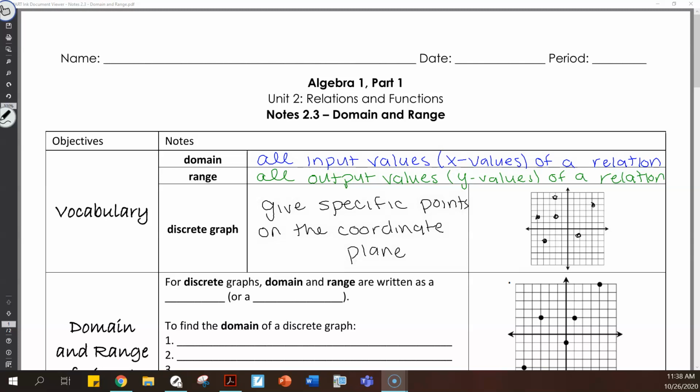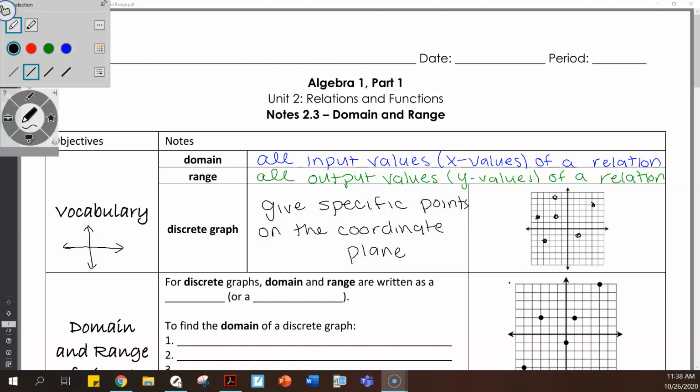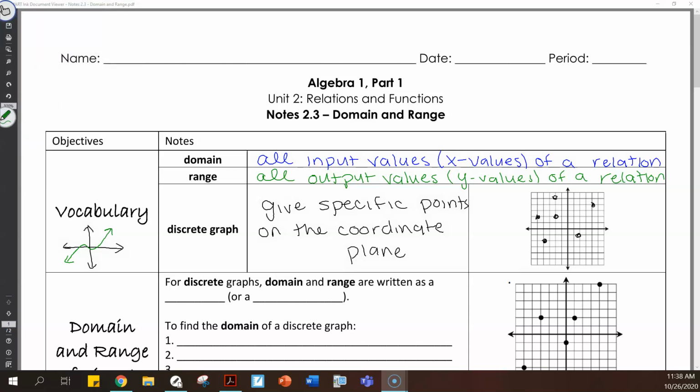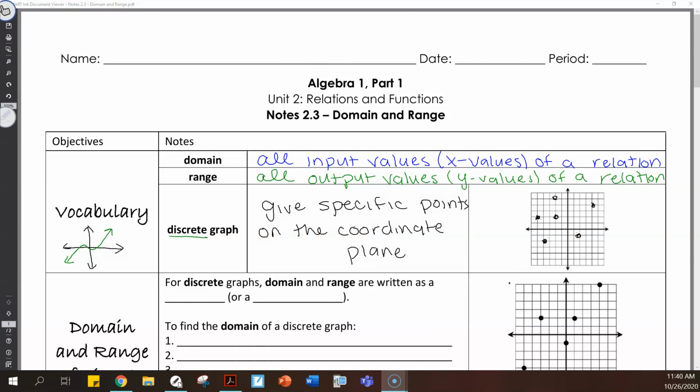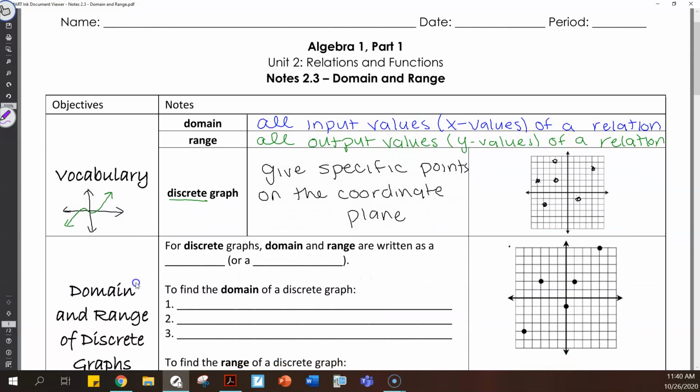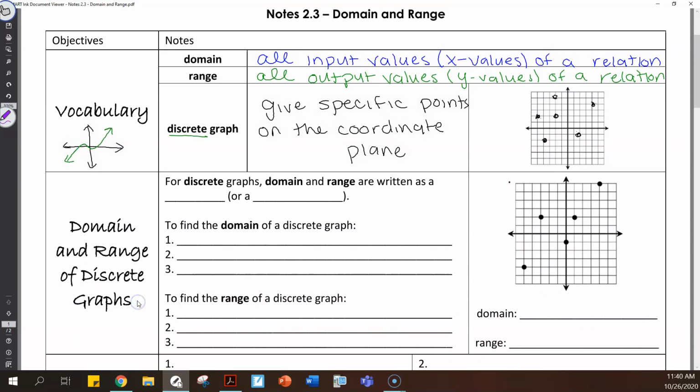Normally we're used to seeing graphs that are one continuous line, something like that, but that is not a discrete graph. That's what we call a continuous graph. For our purposes right now, we're only going to be working with discrete graphs where they have individual points, and I only care about those points. We've already worked with representing discrete graphs in different ways, so taking the graph and making it a set of ordered pairs, or making it a mapping. Today we're just going to focus on how to find the domain and the range of those discrete graphs.